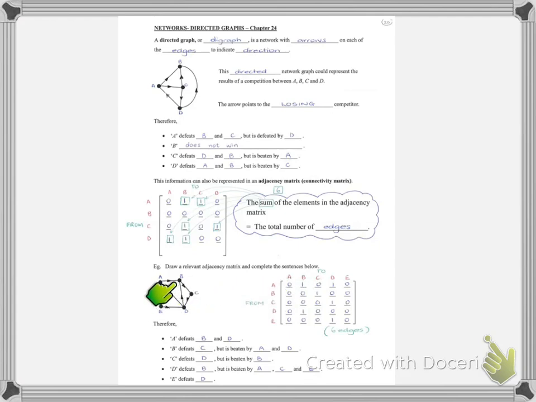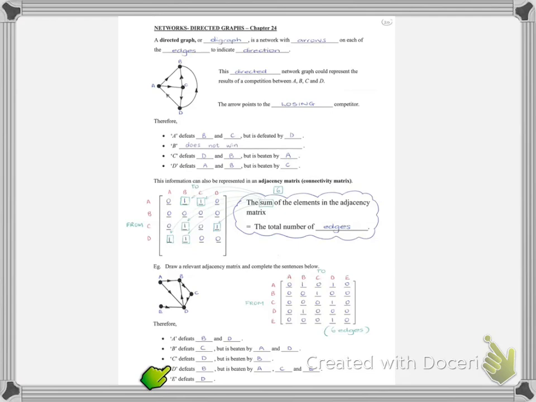Likewise, if we look at B, B is reaching towards C, and that's the only one it reaches towards. So over here B reaches across to C, so I put a 1 there, and there are zeros in the rest of that row. Likewise, we can fill out the rest of these. C reaches to D, but is beaten by B.